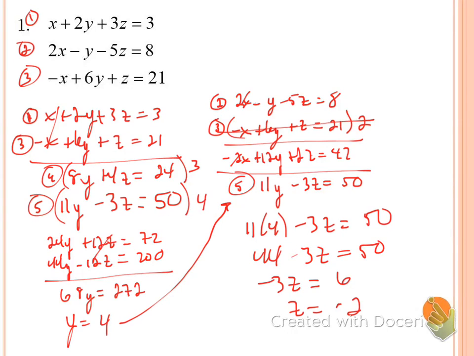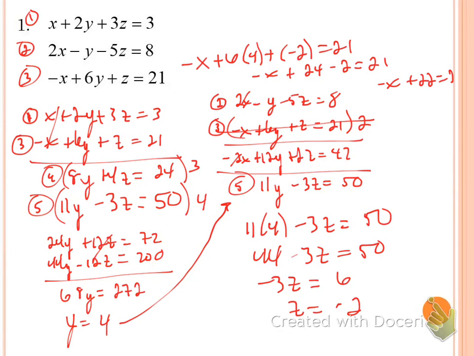And equation 3 works. So negative x plus 6 times 4 plus negative 2 equals 21. So we get negative x plus 24 minus 2 equals 21. Negative x plus 22 equals 21. Subtract 22, divide by negative 1, and so our solution becomes 1 comma 4 comma negative 2. That's our ordered triple. Okay?